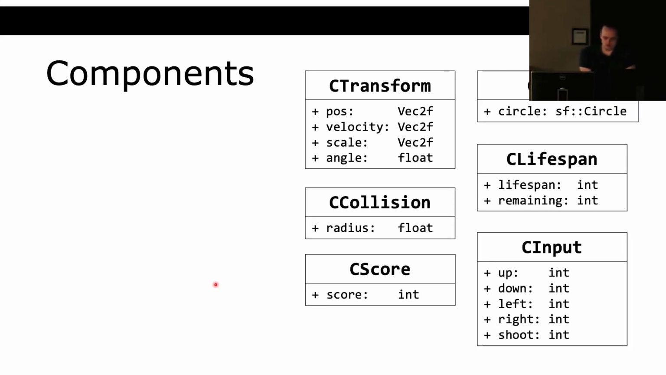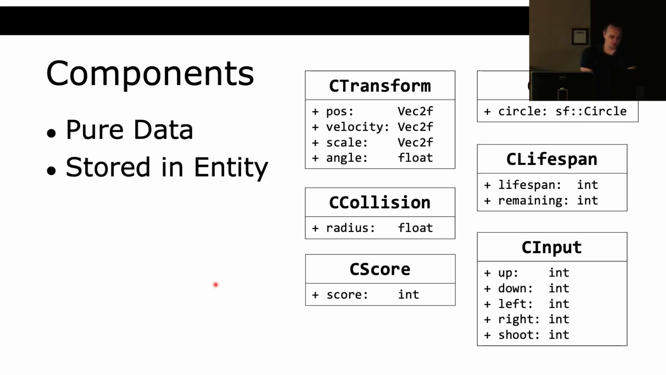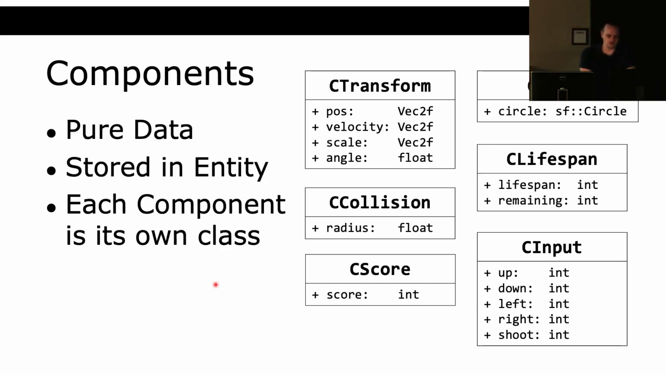We had components. I'm going to go a little bit quickly through these because we talked about these at length. The components were pure data. They're stored in the entity class. Each component is its own class, and each component sort of has some intuitive English description behind it, right? Like this is the transform. It holds all the things that transform the position and scale, etc., of our component. We have a shape. That's the shape that gets drawn. We have a lifespan. We have an input, etc., etc.